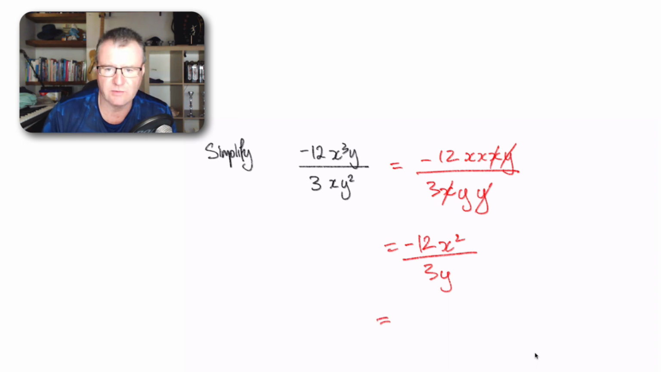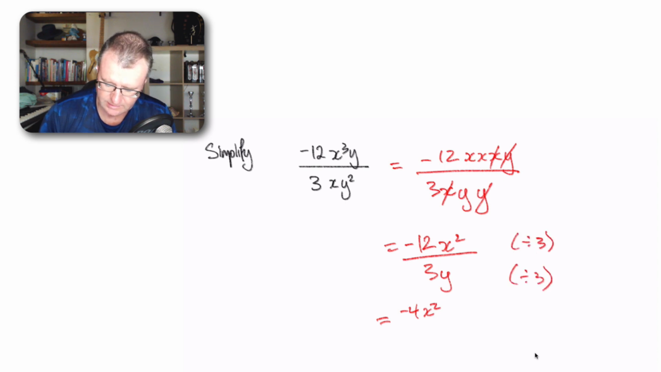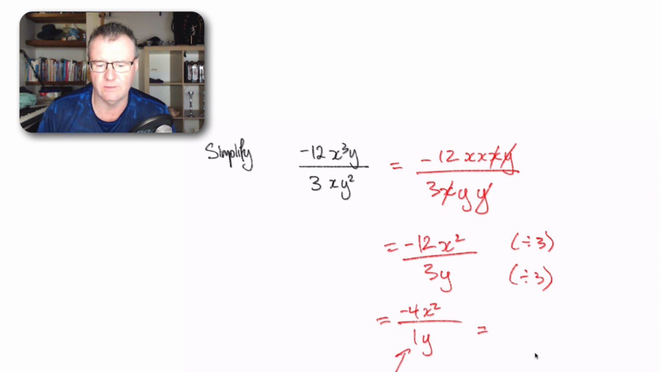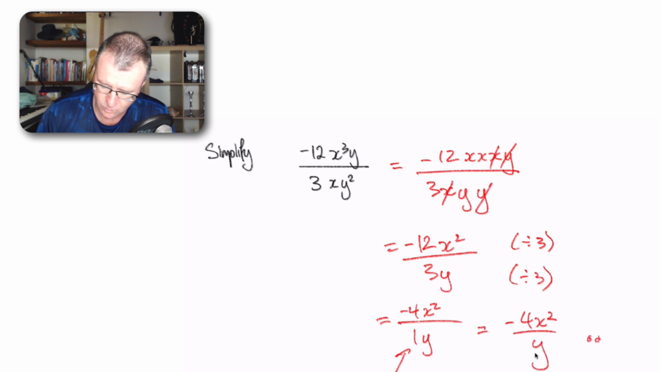So how many times does 3 go into minus 12? Well, it goes 4 times, but it's a negative. So basically what I've done is I've divided those numbers on the top and bottom by 3. Negative 12 divided by 3 is negative 4. And on the bottom, 3 divided by 3 is 1. But don't forget in algebra, when there's a 1 in front of the pronumeral, like this, we don't write it. So that becomes minus 4x squared over y.